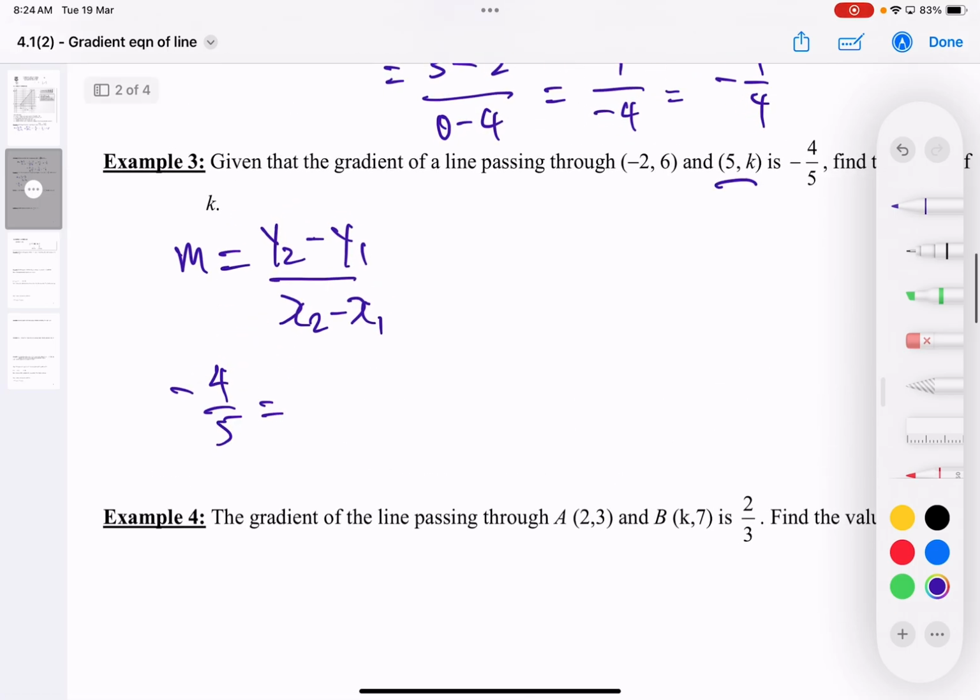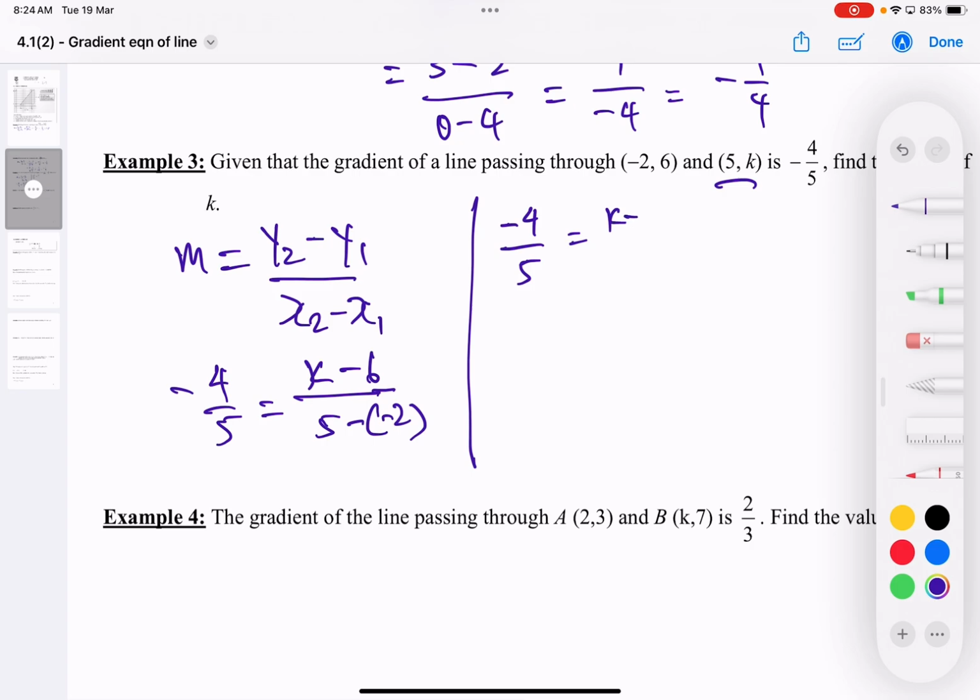Okay, but I take this one as 0.2. So I take k minus 6 over 5 minus negative 2. You have an equation, you only have one unknown. Is it that difficult to solve? Not really, right? So what you're going to do is simplify this thing over here. I'm going to get negative 4 over 5 is k minus 6.